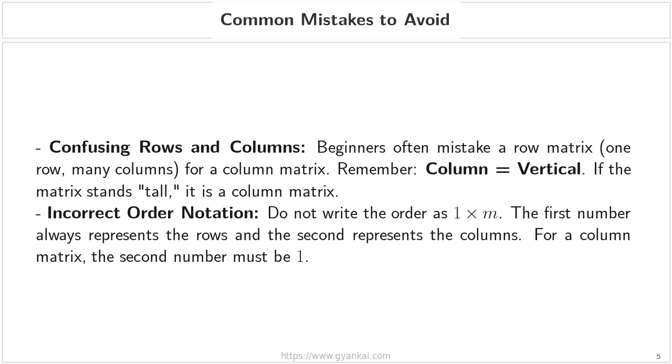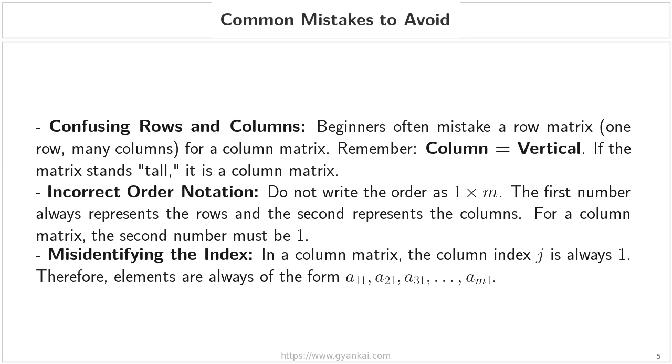Next, be very careful with the order notation. You must not write the order as 1 by m, as we discussed in the second slide. The first number in the order always represents the number of rows, and the second number always represents the number of columns. Therefore, for any column matrix, the second number in the order must always be 1.